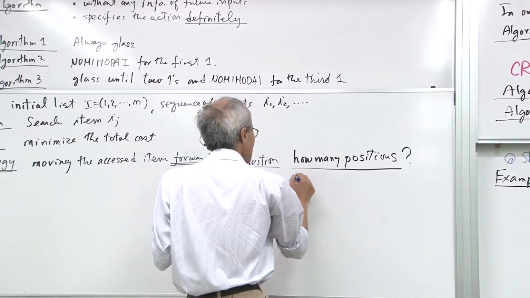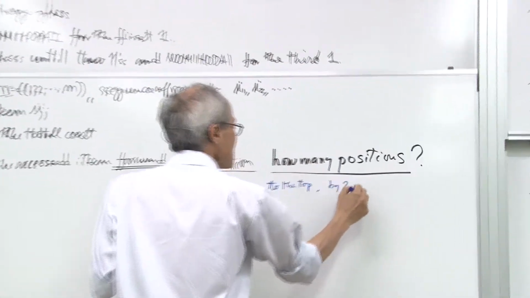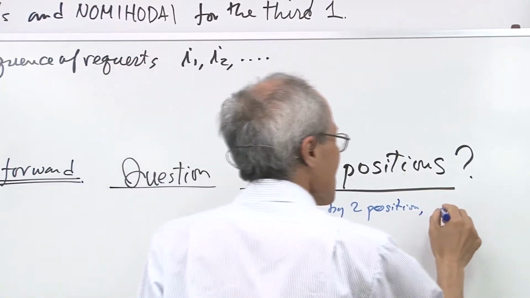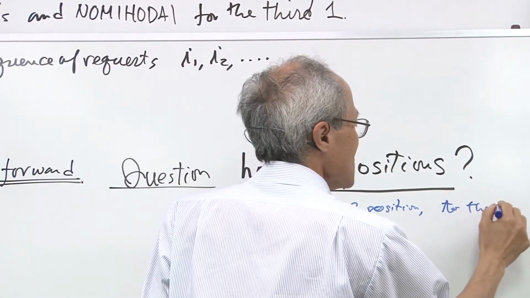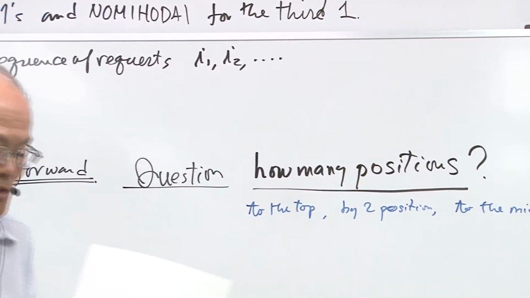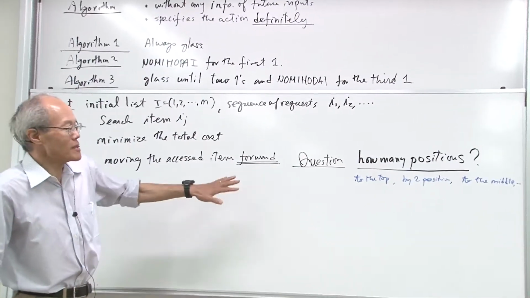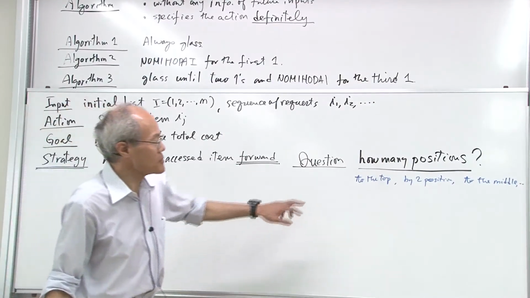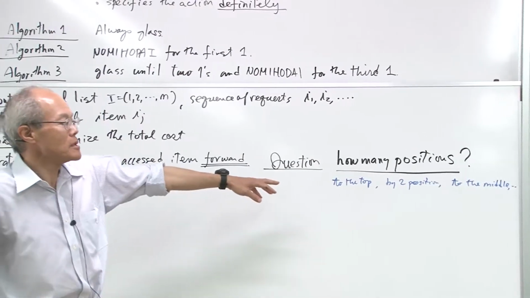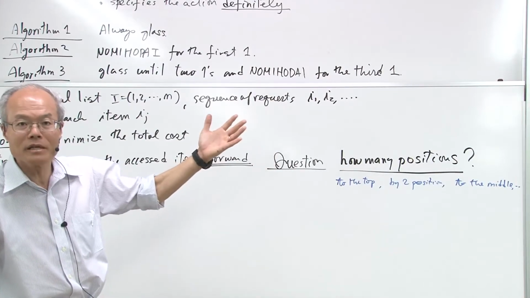To the top, by 2 positions, to the middle, there are many different possibilities. What do you think? For example, moving to the top is what usually happens. But we don't have any future information.